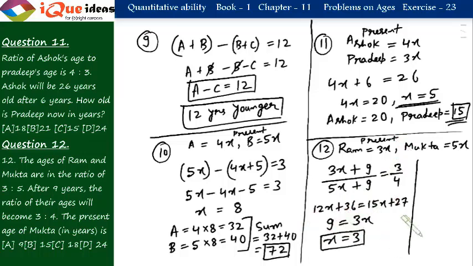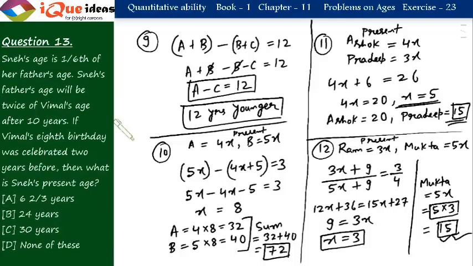Right? Now the question is asking what the present age of Mukta is. So the present age of Mukta we had assumed to be 5x, that is 5 into 3. So 5 into 3, that is 15 years. So present age of Mukta is 15 years. That is the answer of this question.